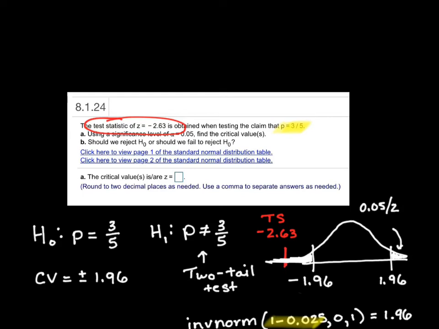So the next part asks, should we reject the null hypothesis or fail to reject the null hypothesis? And we are going to reject the null hypothesis because the sample information is falling in the tail. It's falling far away from the center. So we don't believe the null hypothesis that P is equal to 3/5. The sample information indicates that P is not equal to 3/5. And that's how you do that problem.